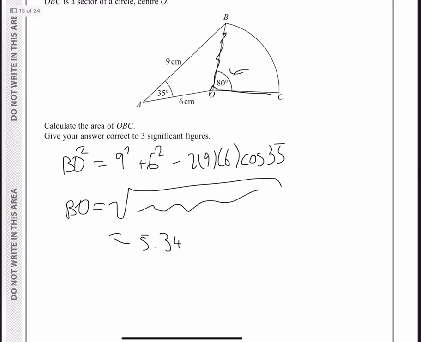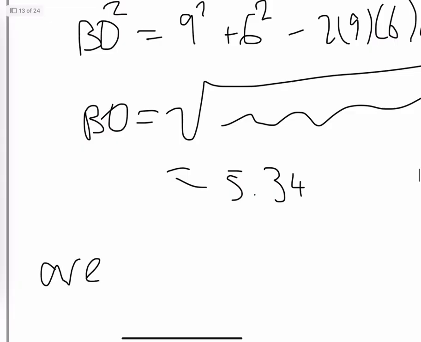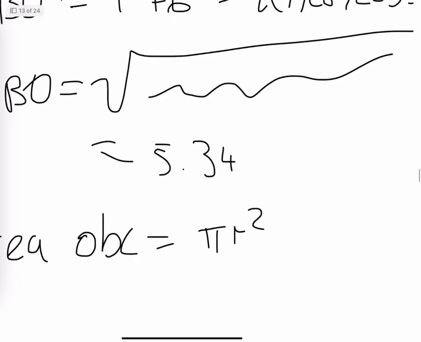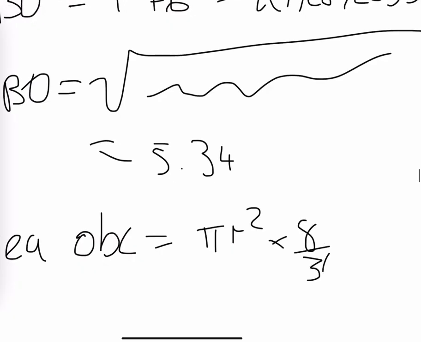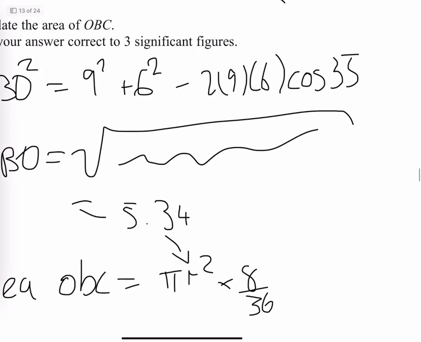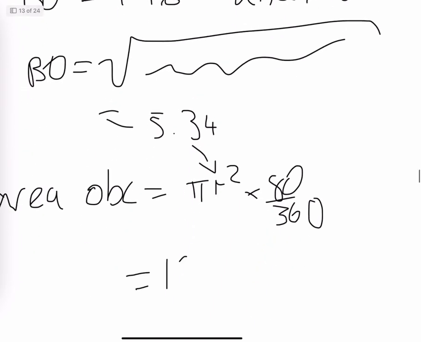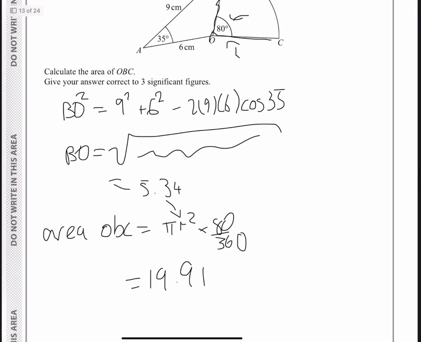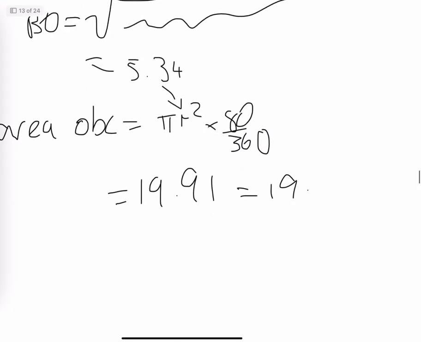And then area OBC is pi r squared times 8 over 36 through the angle they've given us. R is just this 5.34, so square it times by pi times 8 over 36. I've just whacked off zeros here. There should be zeros here, but I didn't want to, which gives me an area of 19.91. They wanted it to 3SF, which is 19.9 when we round it.